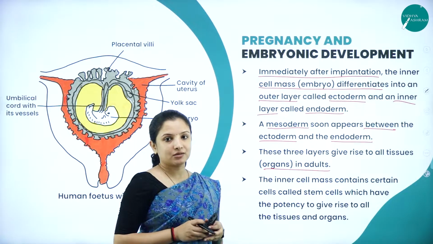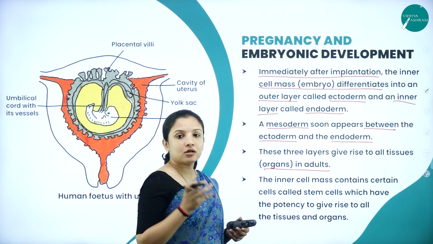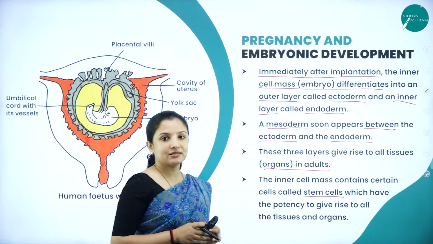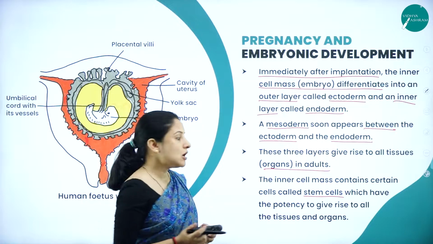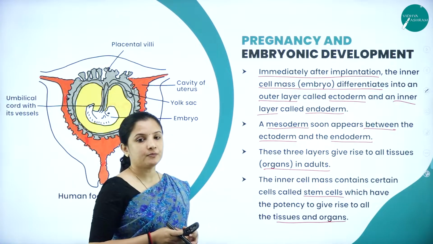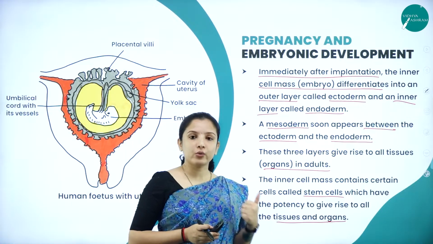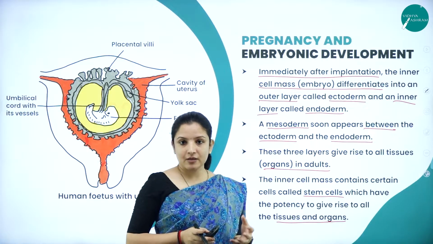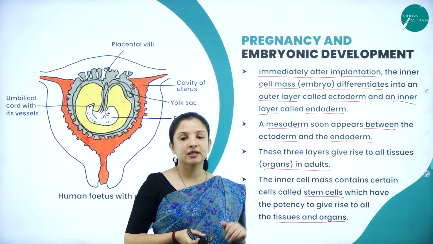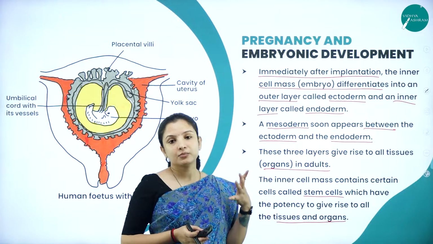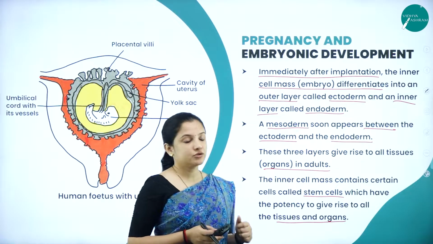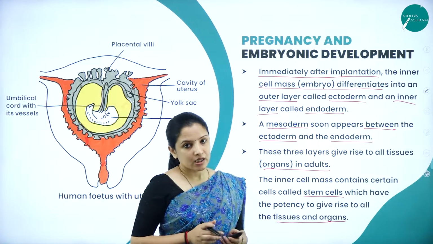And the inner cell mass, which is called the embryo, contains a lot of cells which are called stem cells. And these stem cells have the potency to give rise to all the tissues and the organs. So, the stem cells along with the 3 layers that are covering the embryo are important if all the organs such as the eyes, the limbs, the digits, the ears, the nose, the brain part, everything, has to develop properly in the fetus inside the mother's womb.